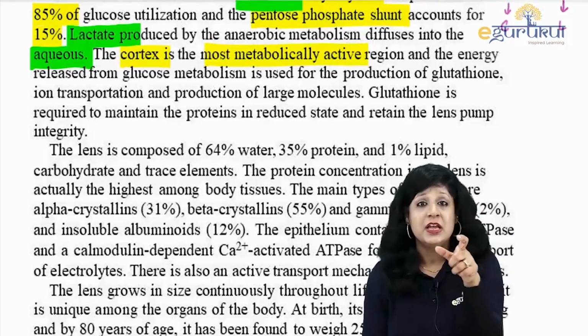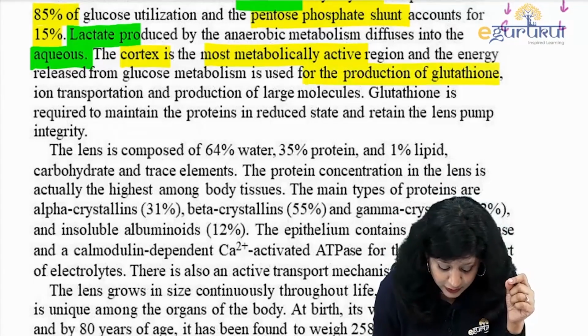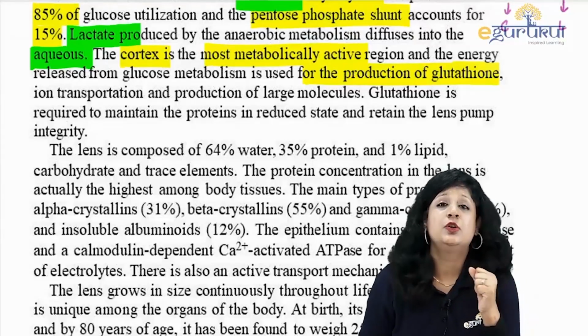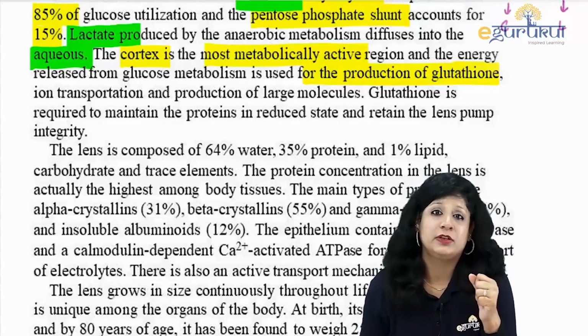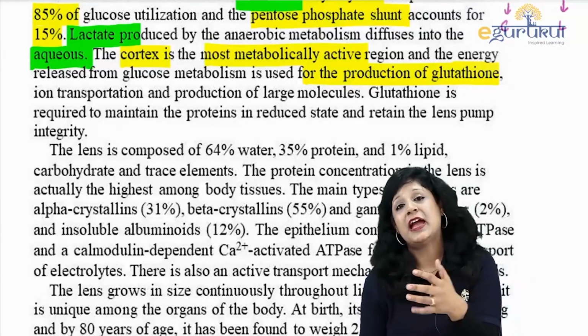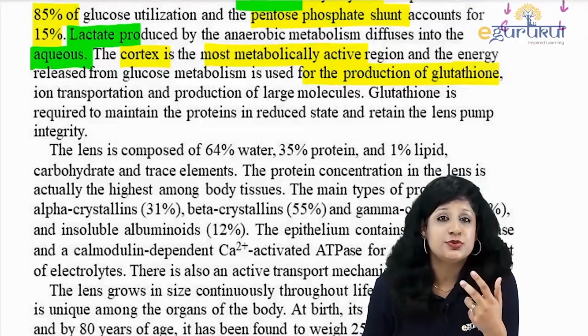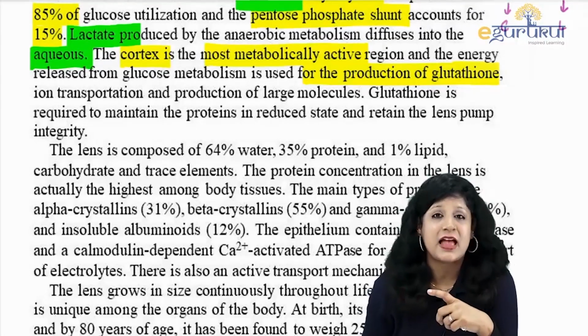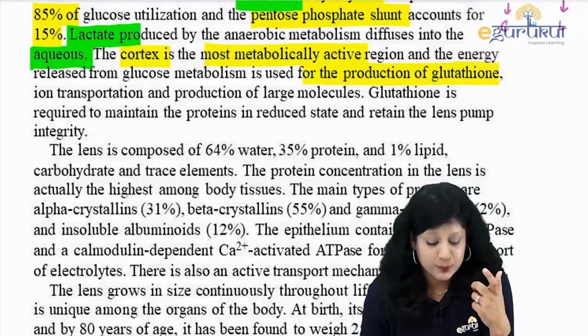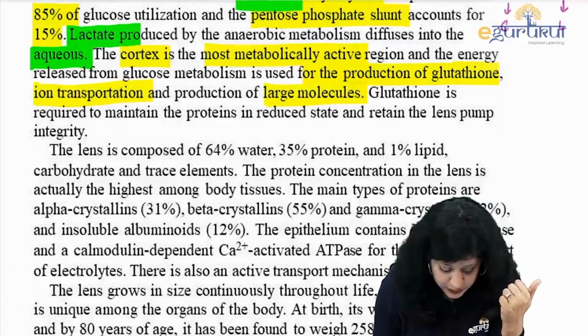The energy which is released from the glucose is used for the production of glutathione. Glutathione, I think, is a very important component, and when we do cataract surgery, the ideal irrigating solution that we use is the balanced salt solution with glutathione. So in that respect also, glutathione is a very important component. Ion transportation, production of the larger molecules, glutathione.